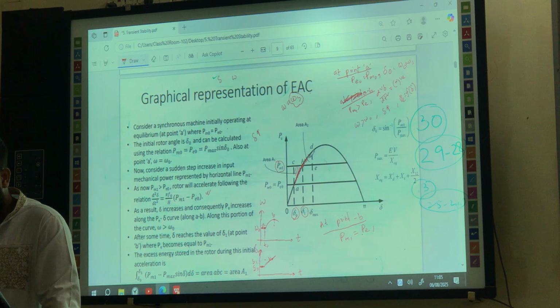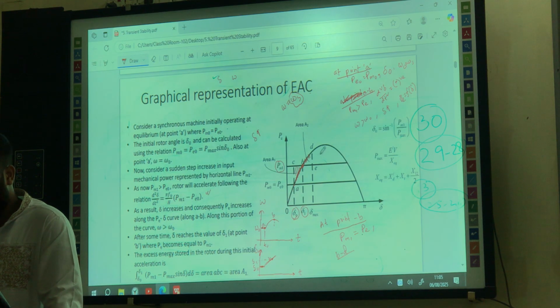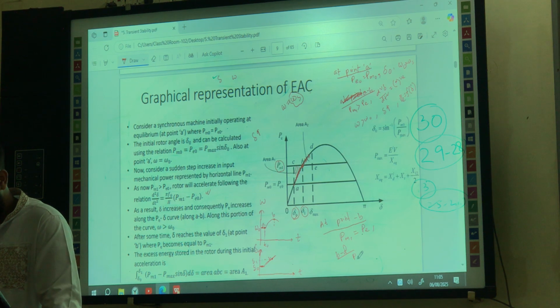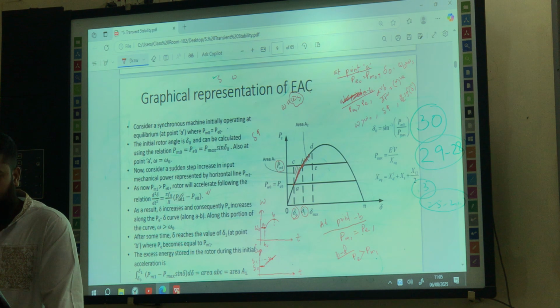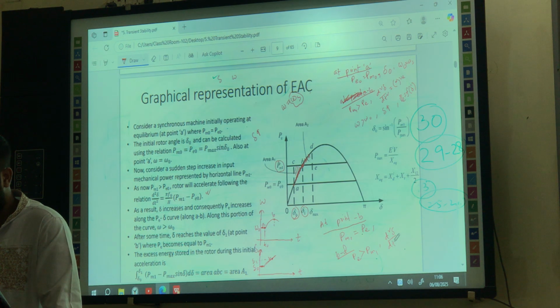Now look at this area, this direction. Again, from this point B to, let's say, D, this is our journey. So what is the relationship between the PE and PM1 here in this journey B to D? PE is higher, right? PE is higher. So PE is higher means using this equation, what will be the value of d square delta over dt square? It will be negative. Negative means the rotor will decelerate, right?